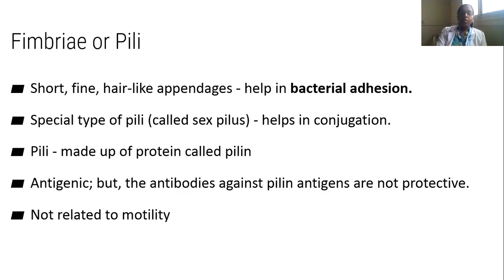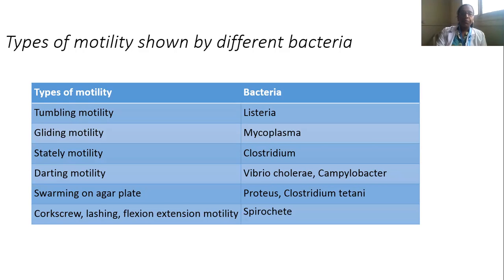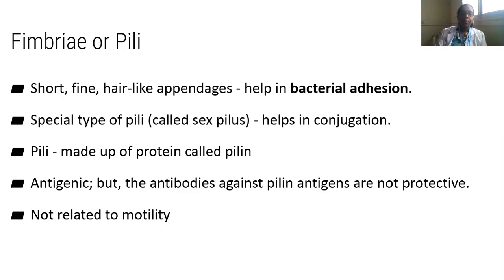So this is about the flagella. Now we'll be seeing fimbriae or pili. Fimbriae or pili are short hair-like appendages. Basically, they help in bacterial adhesion. They are made up of a protein called pilin.